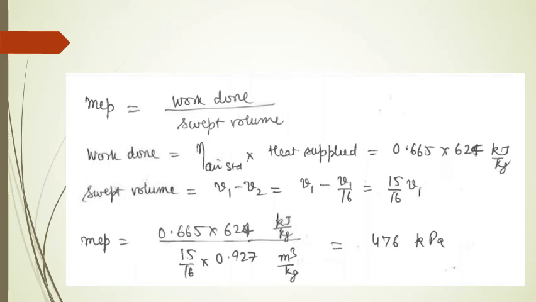Now the mean effective pressure, which is equal to work done divided by swept volume. You get the value of work done with the help of product of air standard efficiency and heat supplied, and this comes out to be 0.665 into 624 kilojoule per kg. Now the swept volume, which is equal to V1 minus V2, you can determine the value of mean effective pressure as 476 kilopascal.